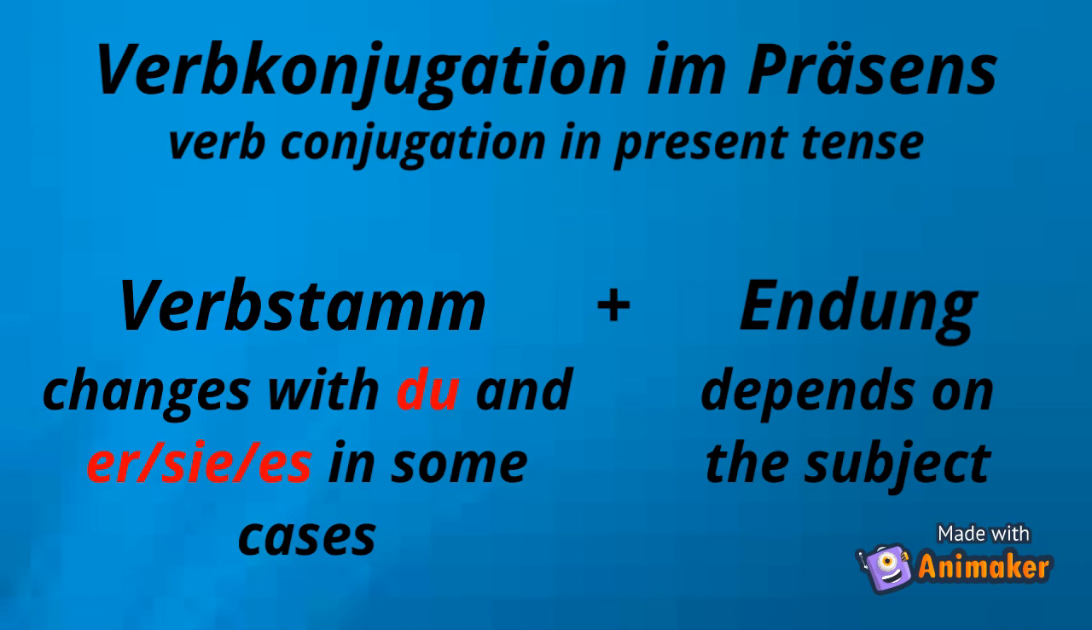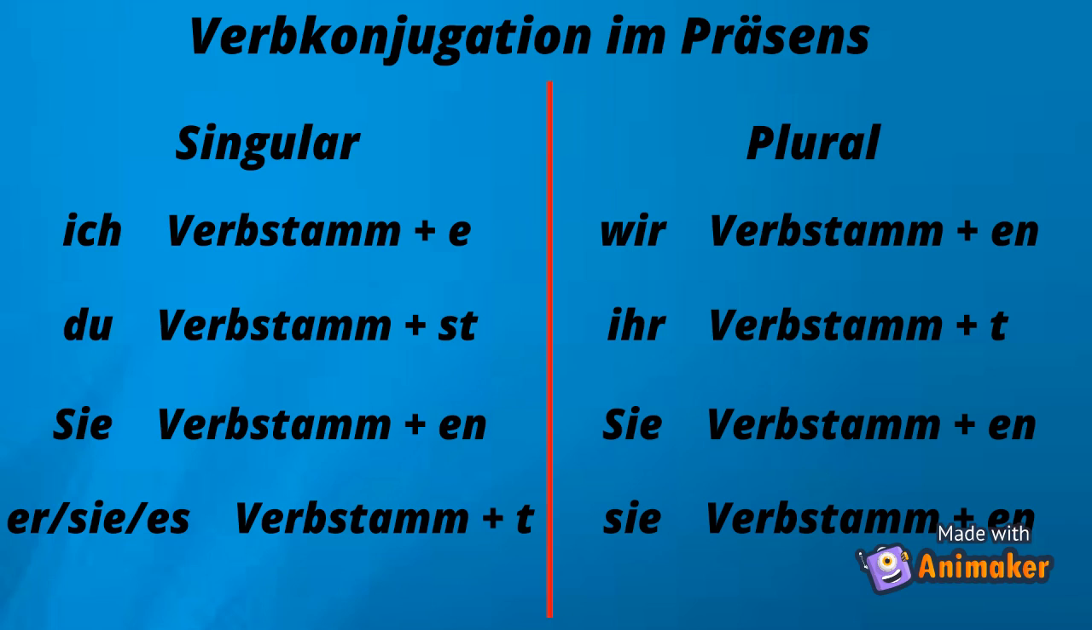Verb conjugation im Präsens. That means verb conjugation in present tense. In case of an irregular verb, the verb stem changes in a few cases. The ending depends on whether the subject is in singular or in plural. Here you can see how a normal irregular verb is conjugated. You can see the various pronouns in singular and in plural. The verbs are conjugated accordingly.